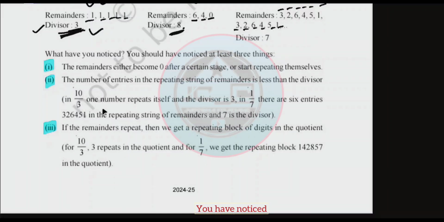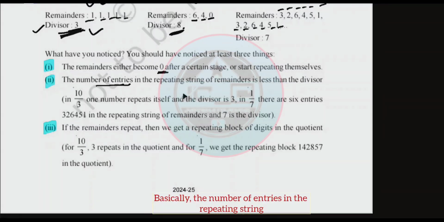We have noticed that the remainders either become 0 after a certain stage or start repeating themselves. Remainder kichi case 0 he jauchi, nale auto repeat koruchi, right? This is the first thing. And the number of entries in the repeating string of remainders is less than the divisor, right?